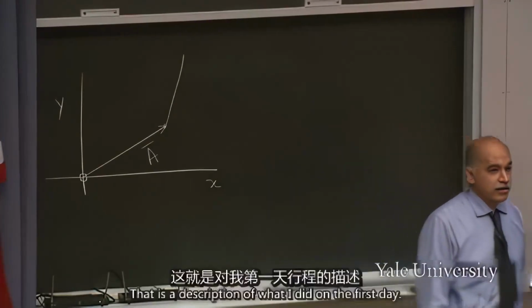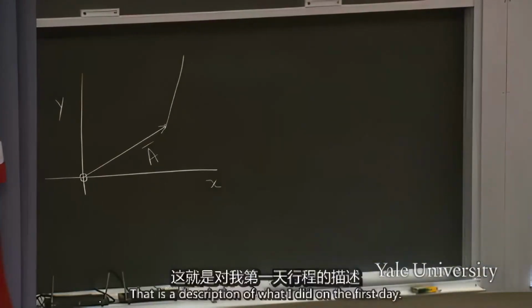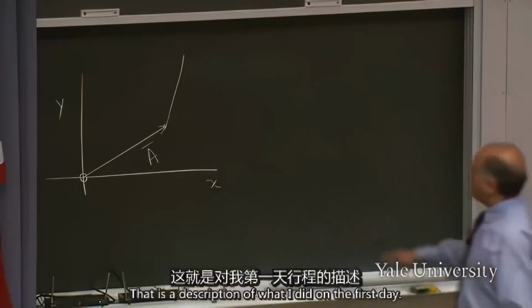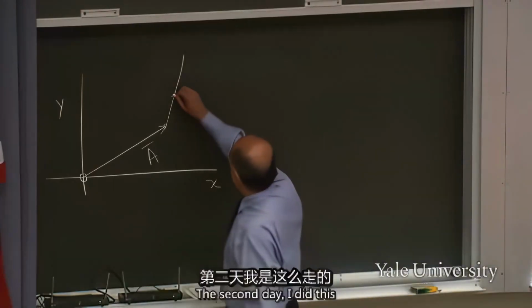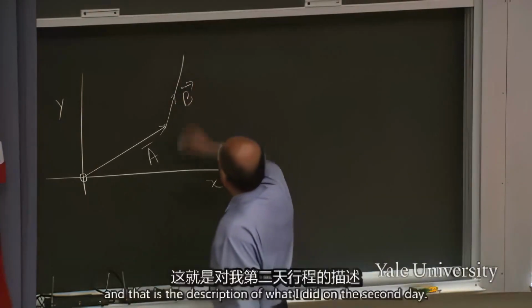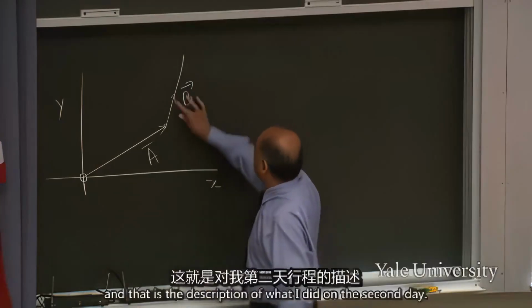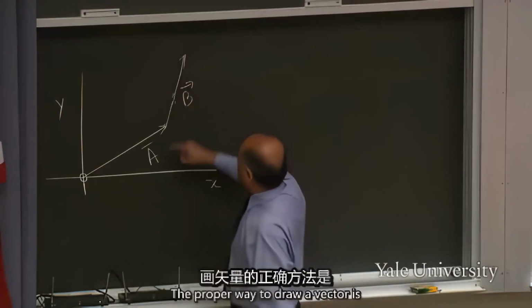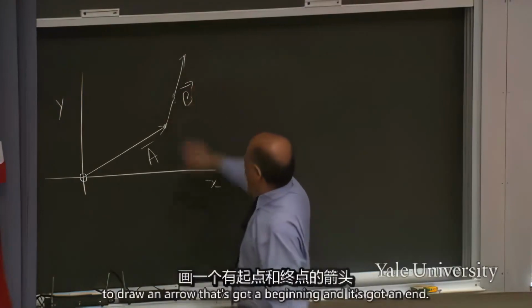That is a description of what I did on the first day. And the second day, I did this, and that is the description of what I did on the second day. In fact, the proper way to draw a vector is to draw an arrow. It's got a beginning, and it's got an end.